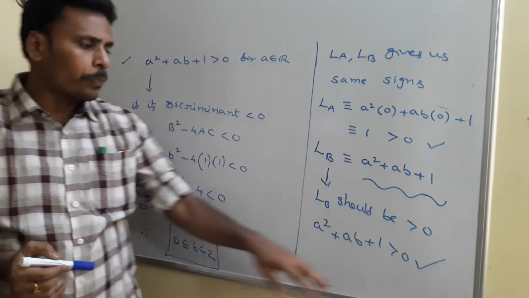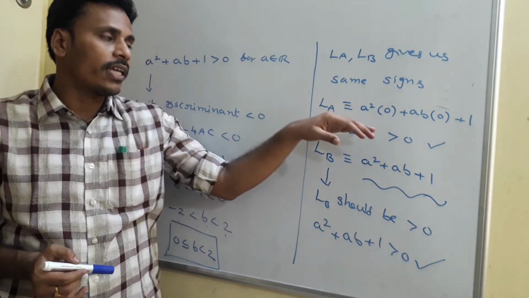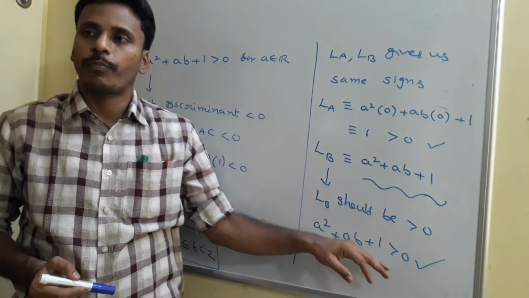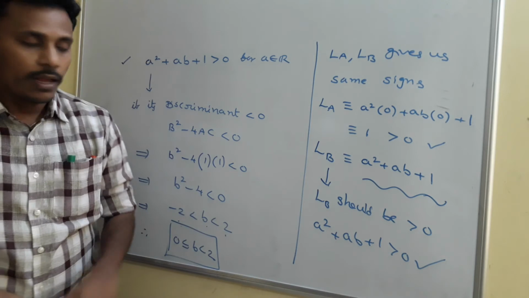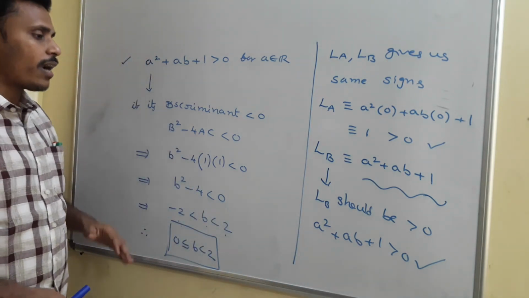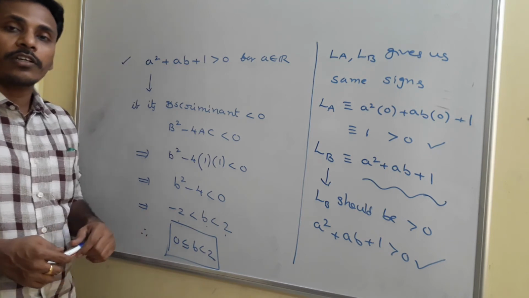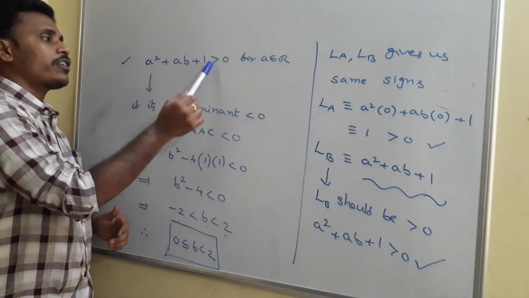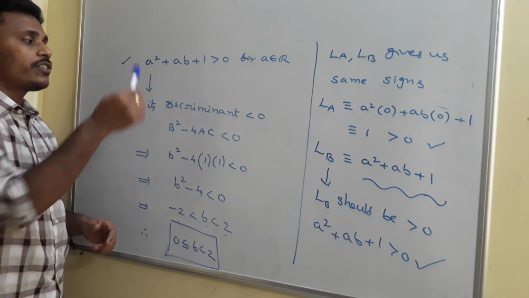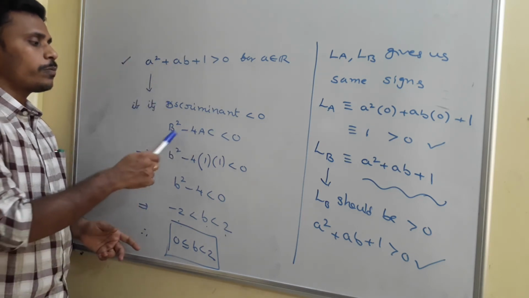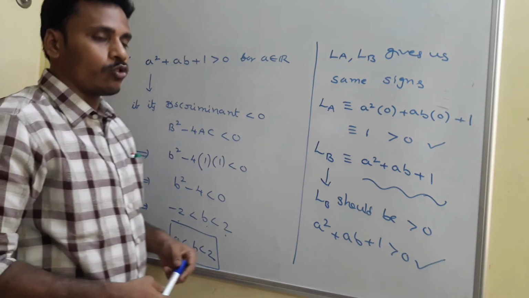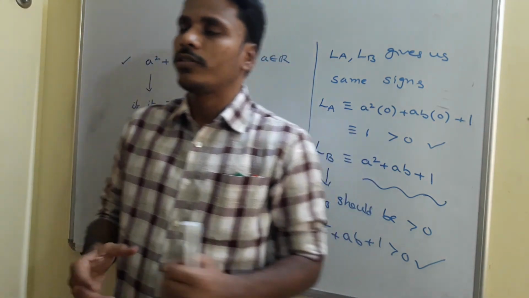Actually, up to this, identifying LA as positive and identifying the LB value, is a problem of coordinate geometry. After this step, the problem is converted into a quadratic problem. In quadratic expressions, if a quadratic expression is positive for x belongs to R, its discriminant should be negative, which is b square minus 4ac less than 0. From there at the end you will get the values of b in between 0 and 2.